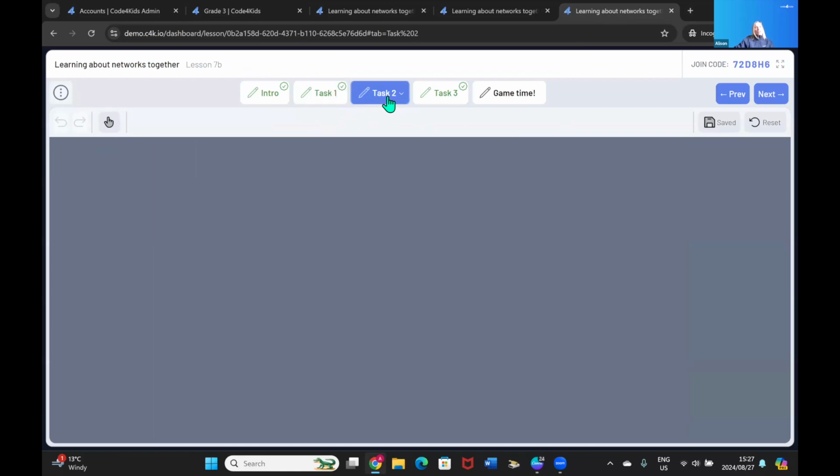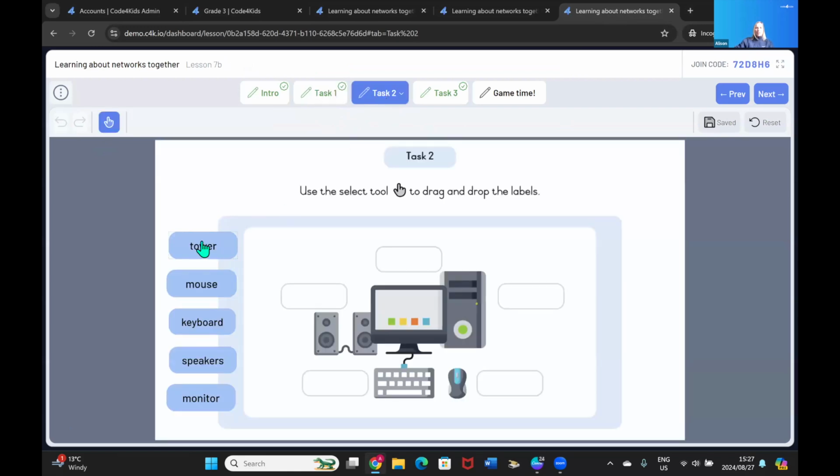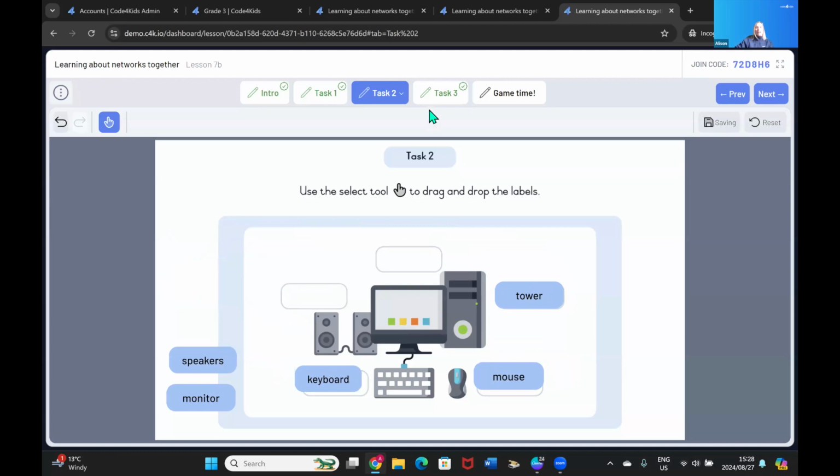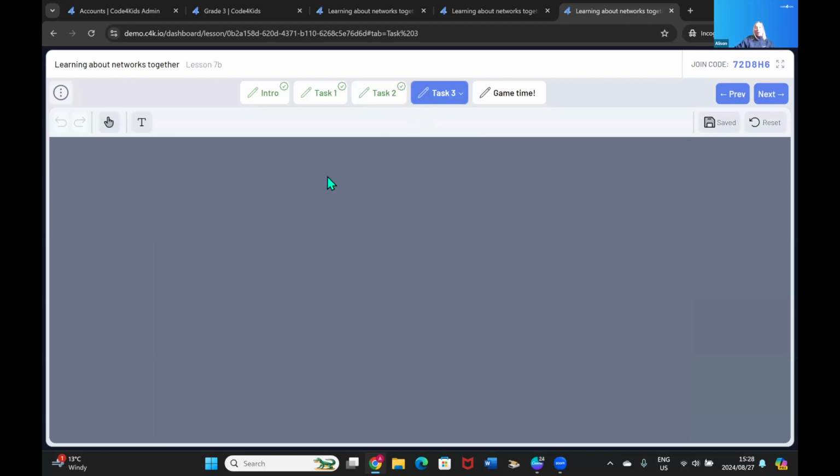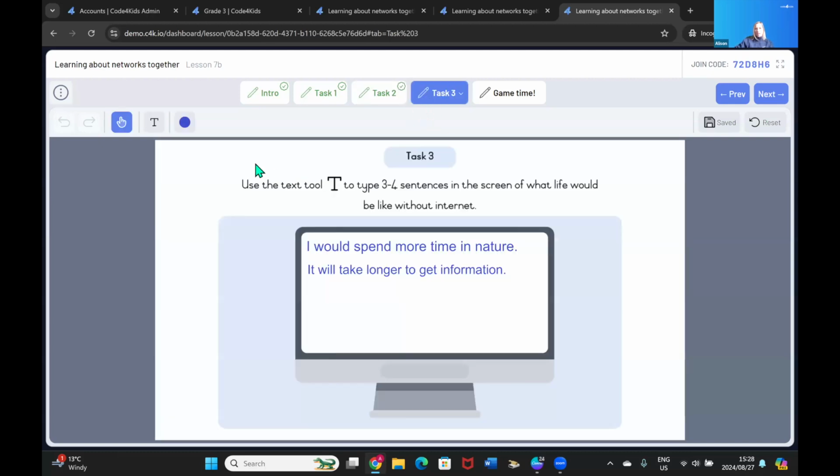In task 2, the students are going to label different components of a computer, and they can discuss what all of these different components do. And then the students get to share some of their ideas about what life would be like without the internet. And they get some very interesting comments there. They get the text box and they simply write, and we encourage them to write a positive and some negatives.